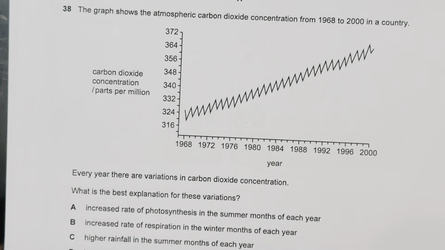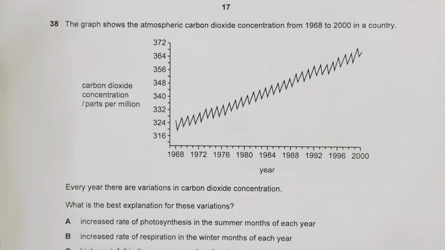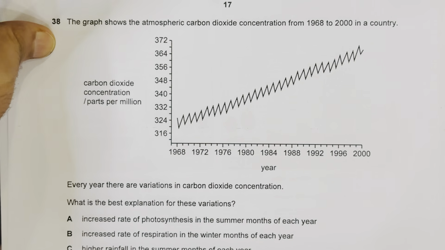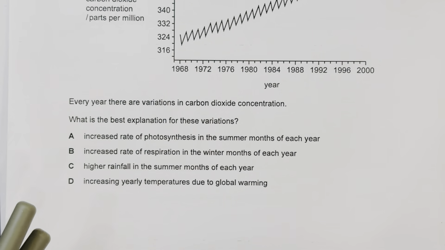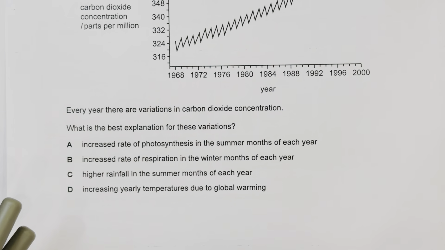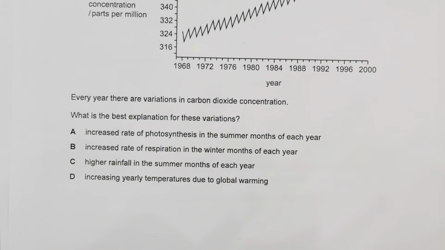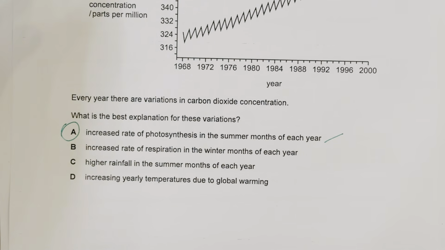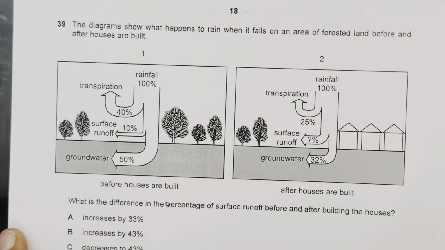The graph shows the atmospheric carbon dioxide concentration from 1998 to 2000 in a country. What is the best explanation of these variations in the carbon dioxide? Increase in the rate of photosynthesis in the summer of each year. So yes, this is the right answer. So option number A is the right choice. Moving to question number 39. Last two questions are left for the paper.